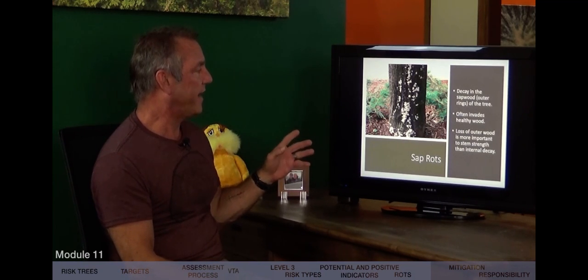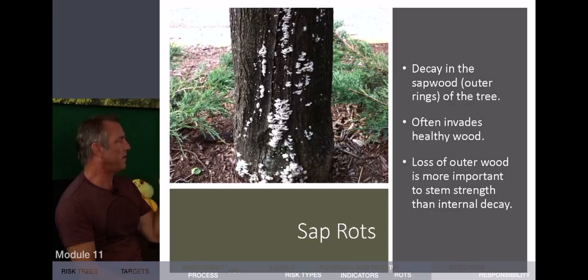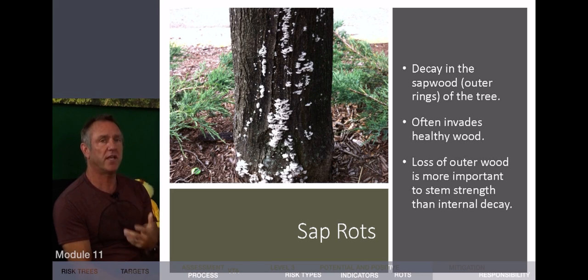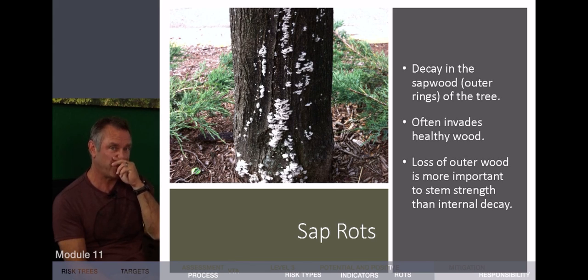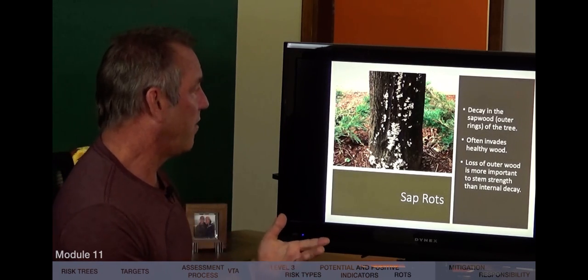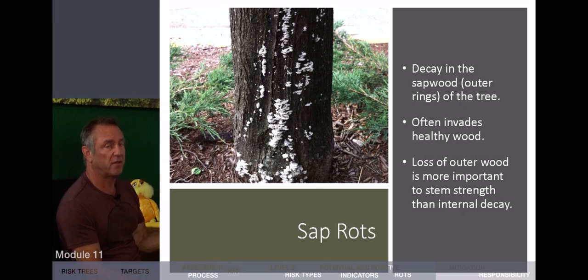Sap rots often invade healthy wood, and I think they're of extreme or critical importance, especially to climbing arborists and in the rigging process, because they attack the sapwood. And the strength of the tree is typically on the outer portions of that branch or stem or trunk. So it attacks the cambial layer, which reduces the stem strength tremendously. So make sure you're able to identify that, again, especially if you're a climber.